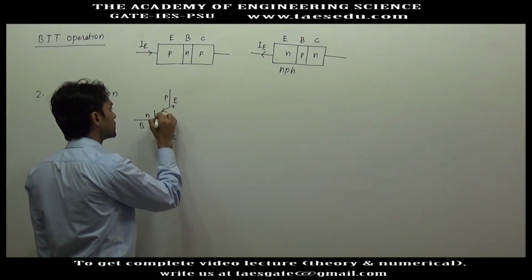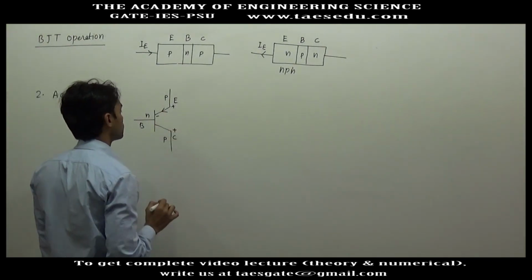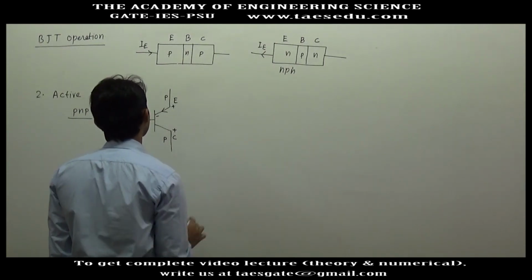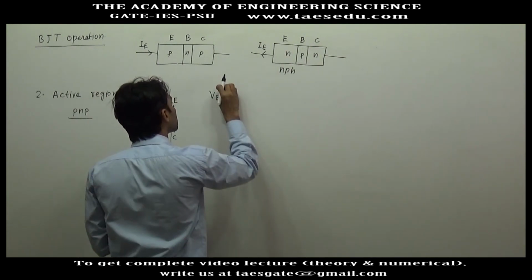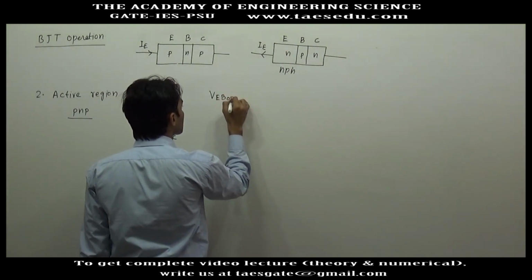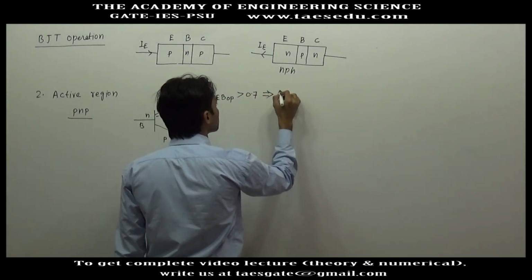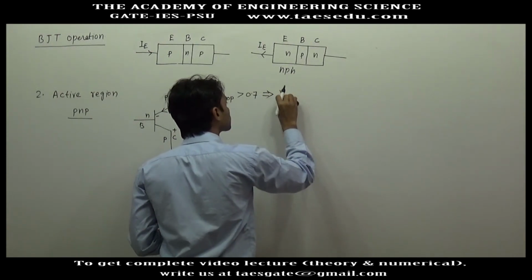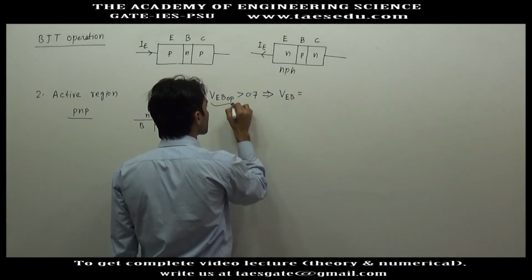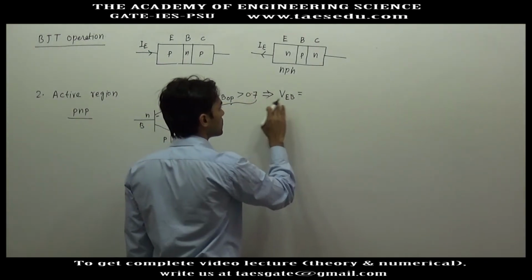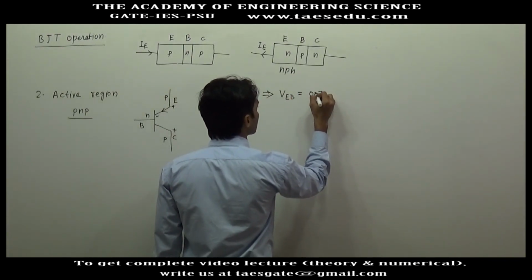Here we have positive, negative, positive, negative. So if base emitter junction is forward biased, VEB open circuited must be greater than 0.7 volt. It means VEB is equal to, this is the procedure of checking, finding out the open circuited voltage, and this will be the result. If this is satisfied, then VEB will be 0.7 volt.